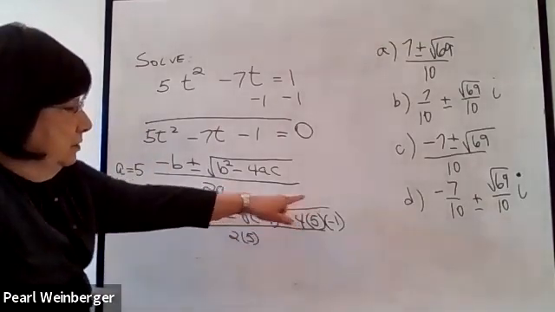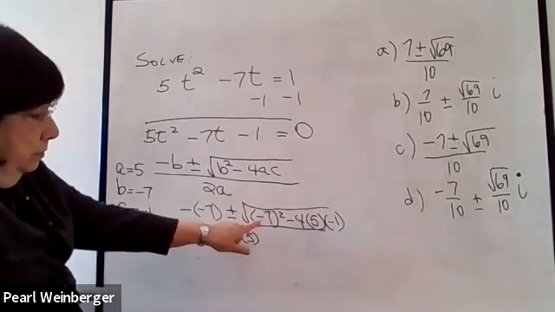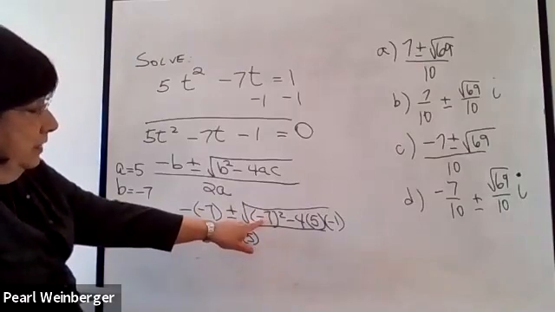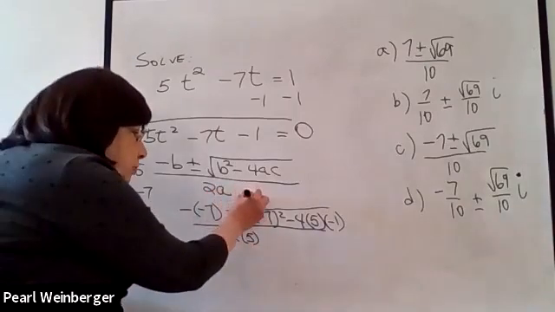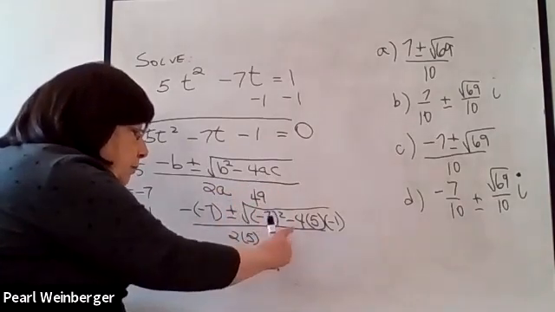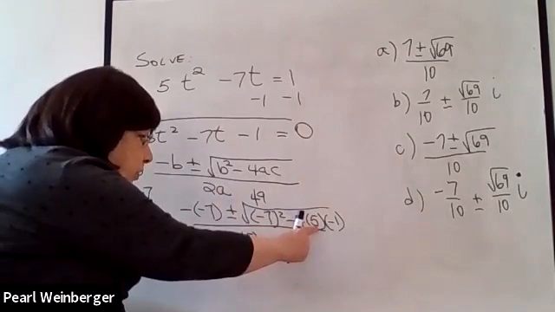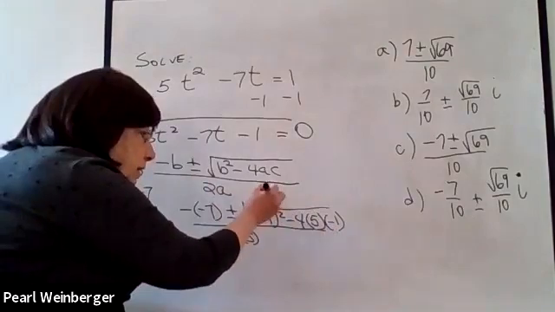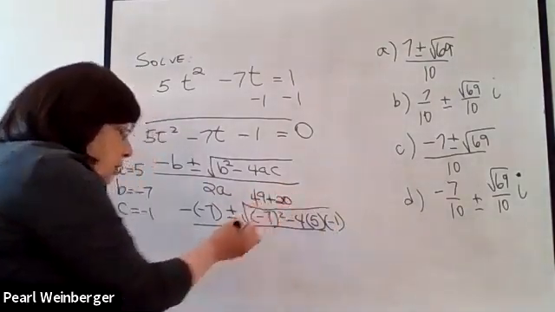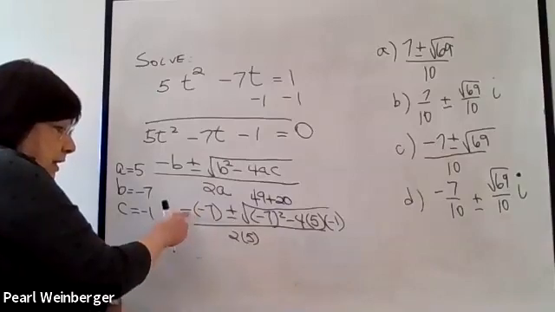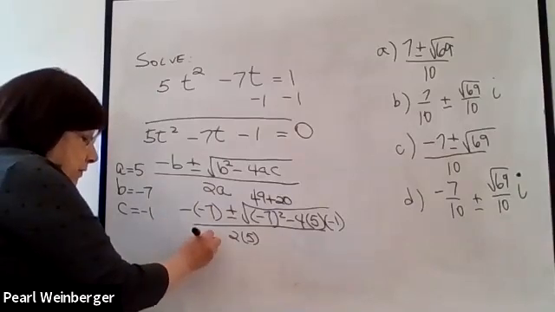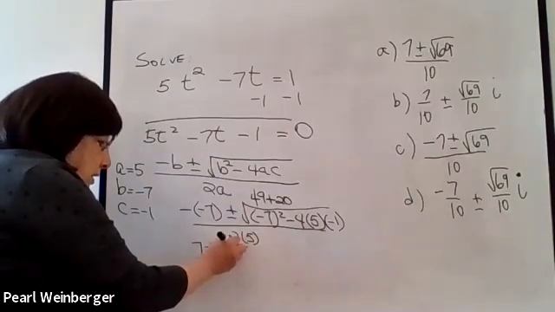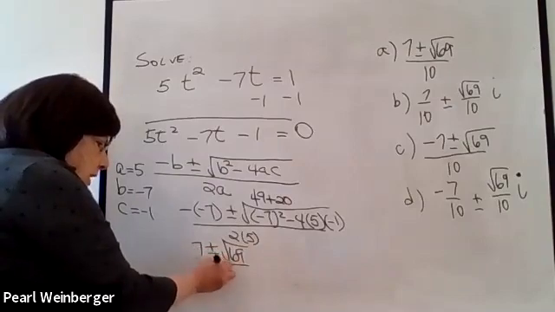The big thing is to simplify what's inside the radical. So let's do that first, and then I'll simplify. -7 times -7 is +49. And then we have -4 times 5 is -20. And -20 times -1 is +20. So this comes out to be the negative and the negative become +7 plus or minus the square root of 69, and it's all over 10.